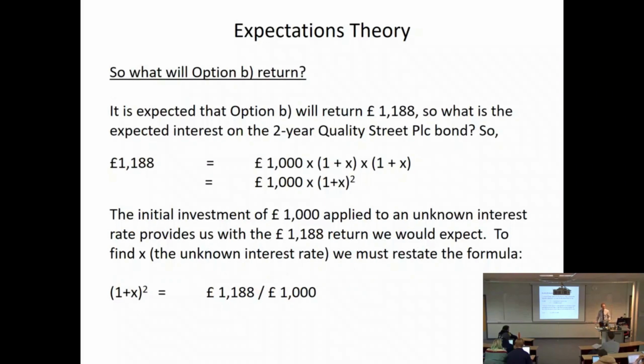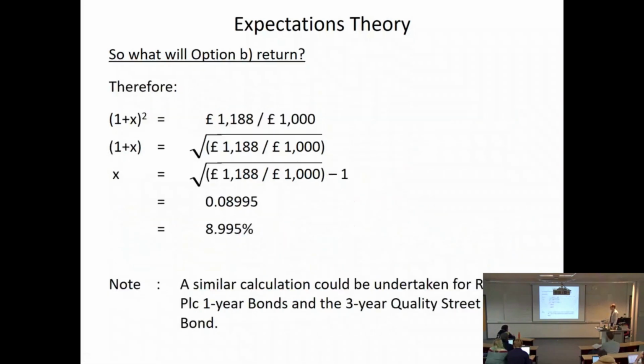So option B, if the rate of return is the same at 1,188, because it's simple interest, we know that you've got year 1, year 2. We could obviously put that to the power of 2. So you know your rate of return is going to be that. You know you're going to start with 1,000. Therefore, what is the interest rate you have to achieve on that bond to turn 1,000 into 1,188? Technically, if no arbitrage exists, therefore the 2 year bond should have that interest rate.